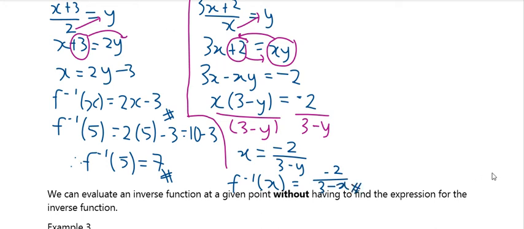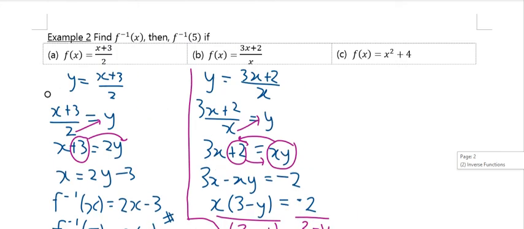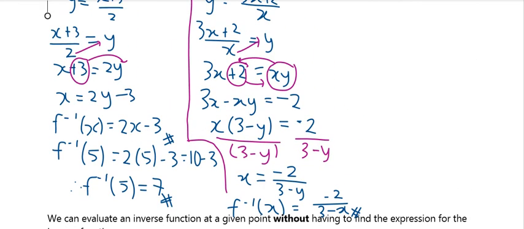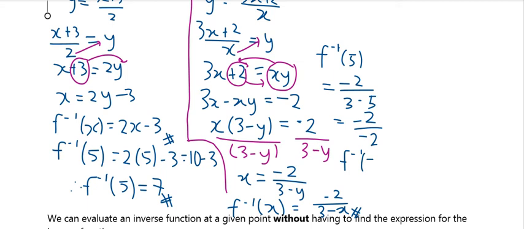So there we have it. That's for f inverse of x. And now, I have a spacing problem over here. So f inverse of 5 will be negative 2 over 3 minus 5, right? Now here I will have negative 2 over 3 minus 5, which is negative 2. So therefore your f inverse of 5 will be 1. Alright, so that's for the second part.